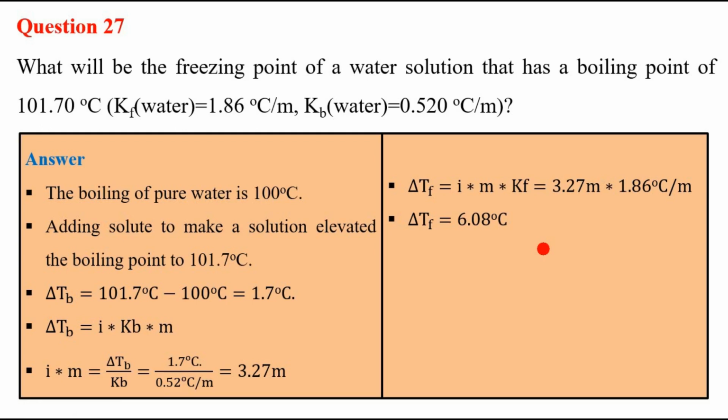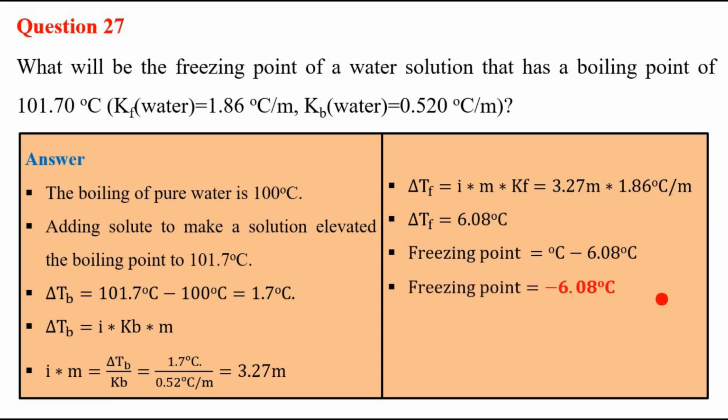Because here we have assumed that we have the non-electrolyte solution. So for the freezing point, we take 0, because the normal freezing point of water is 0. Then we do minus the change in Tf. Then we have the freezing point that they were asking.